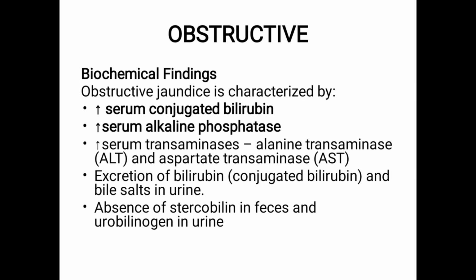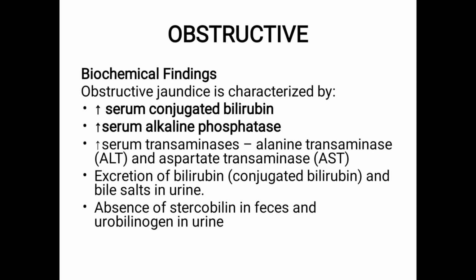There is an increase in transaminases, alanine transaminase and aspartate transaminase, but the ALP level is very high. Excretion of conjugated bilirubin and bile salt in urine is there, but there is absence of stercobilin in feces and urobilinogen in urine. Why? Because of biliary obstruction, bilirubin does not enter the intestine, and therefore urobilinogen and stercobilin are not formed and not found in the urine or feces.